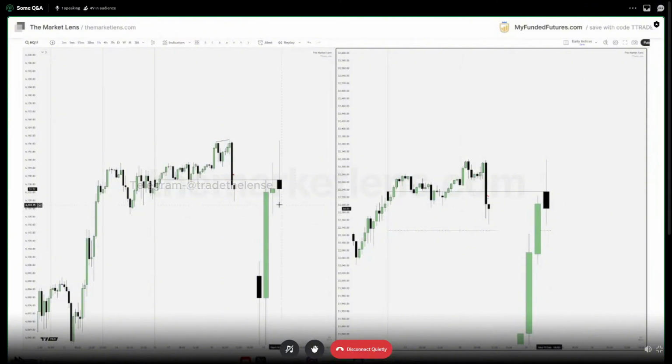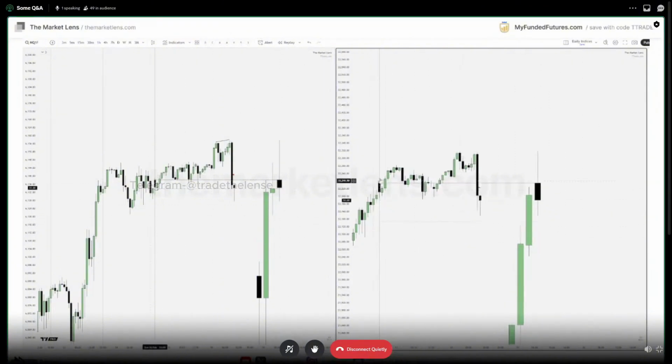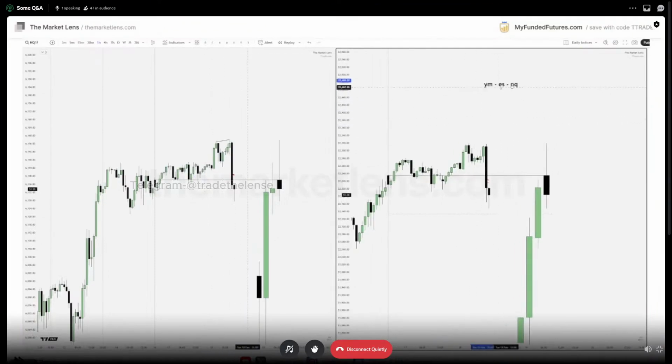So that's why I was looking at YM, because this is how I always view it. I can't hit T and go to text. It's always YM, ES, and NQ, is what I've found in my experience.